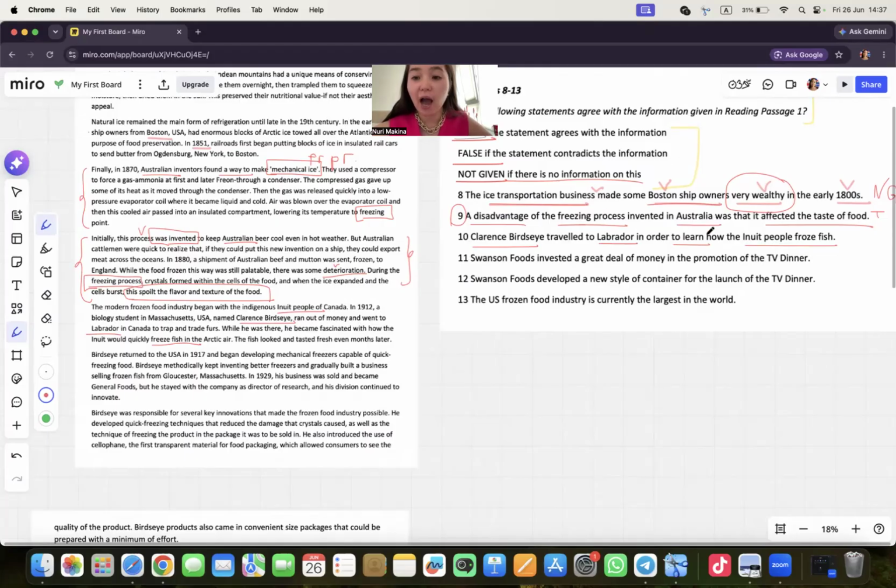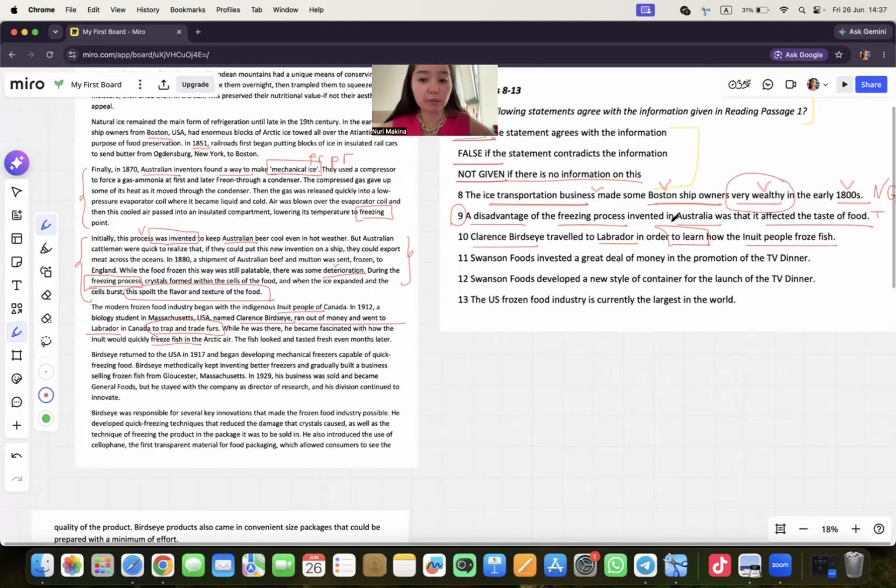So, yes, our focus here is he went to Labrador in order to learn. Is it true or false? So we have this place. He ran out of money and went to Labrador in Canada to trap and trade furs. So, to learn? You think it's to learn? So we are going to mark it false. Why? Because the information is different. It's opposite.